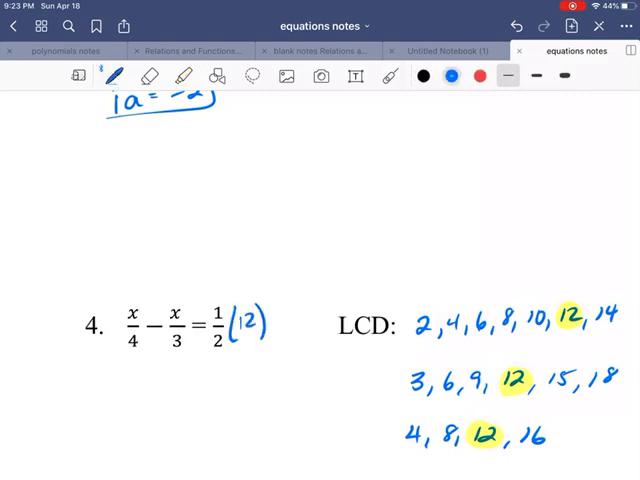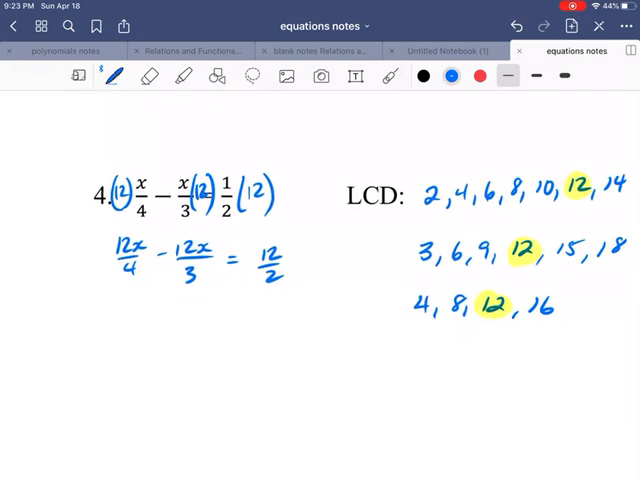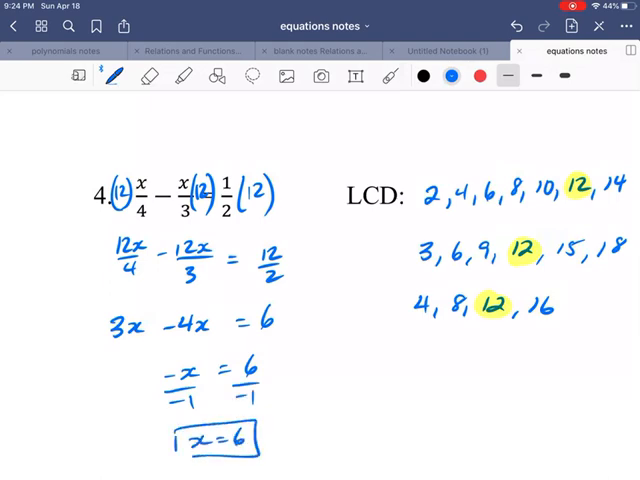So we're going to multiply everything by 12. So you end up with 12x over 4 minus 12x over 3 is equal to 12 over 2. Let's simplify this. 12 divided by 4 gives me 3x. 12 divided by 3 gives me negative 4x. And 12 divided by 2 is 6. Well, 3x minus 4x is negative x, and that equals 6. We don't want negative x, we want positive x, so divide by negative 1. And x equals 6. Sorry, negative 6.